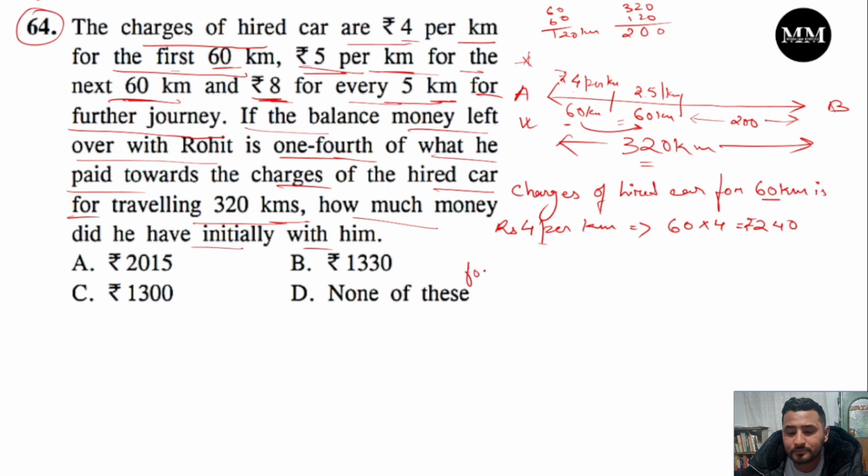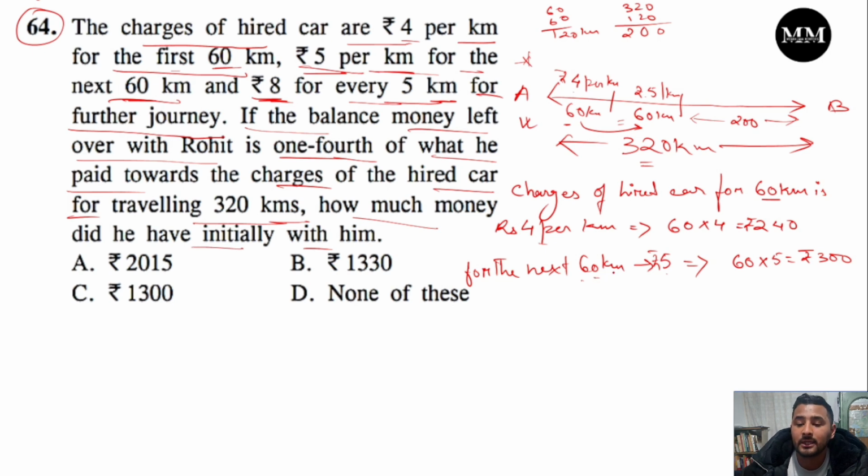So for the next 60 kilometers, how much are they charging? They are charging 5 rupees. So total will be how much? Again total will be 60 into 5, which will be how much? Rupees 300. Okay, for the next part they are charging rupees 5 per kilometer, and this Rohit is traveling 60 kilometers in the second half, like I have shown here. So the total will be how much? Rupees 300. Okay, and next part is rupees 8 for every 5 kilometers.